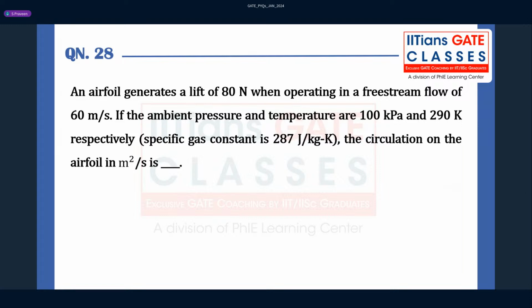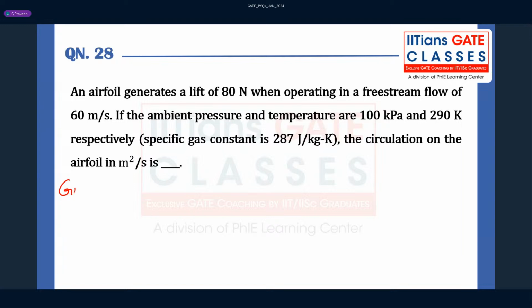An airfoil generates a lift of 80 Newton when operating in a free stream flow of 60 meter per second. If the ambient pressure and temperature are 100 kilopascal and 290 Kelvin respectively, where the specific gas constant is 287 joule per kg Kelvin, the circulation on the airfoil is dash. Pretty simple. It's again a direct substitution formula.